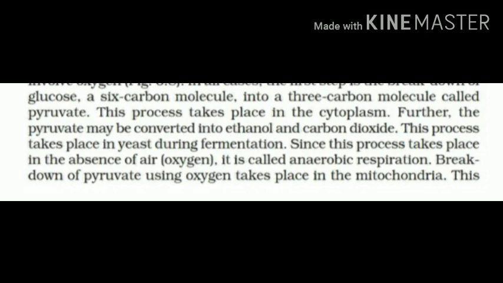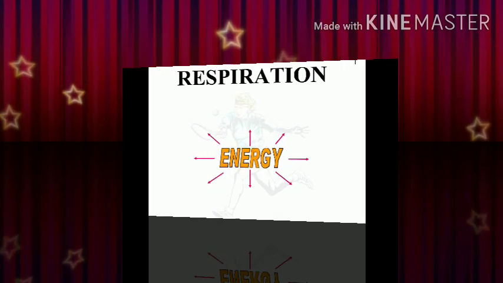Further, the pyruvate may be converted into ethanol or carbon dioxide. This process takes place in yeast during fermentation. Since this process takes place in absence of oxygen or in absence of air, it is called anaerobic respiration. Breakdown of pyruvate using oxygen takes place in the mitochondria. Sounds very difficult? Okay, it will be very easy. Let us go step by step.